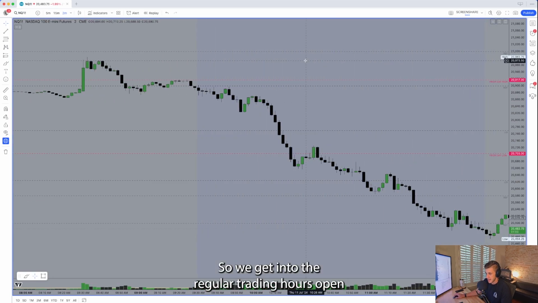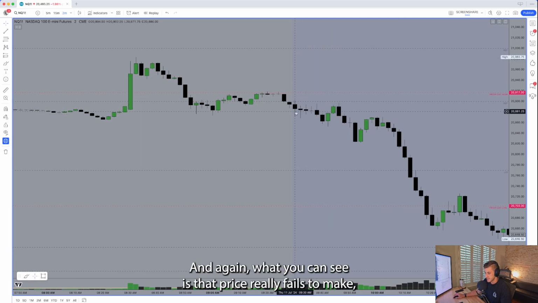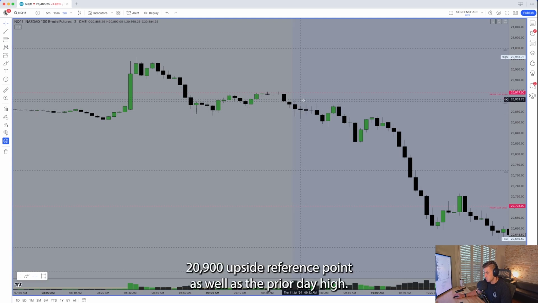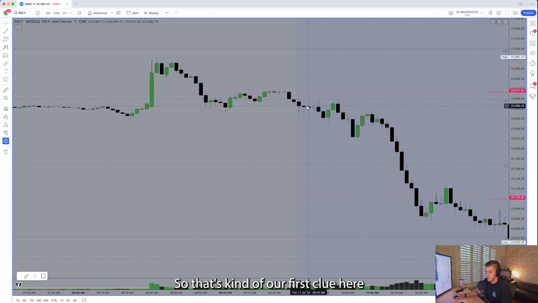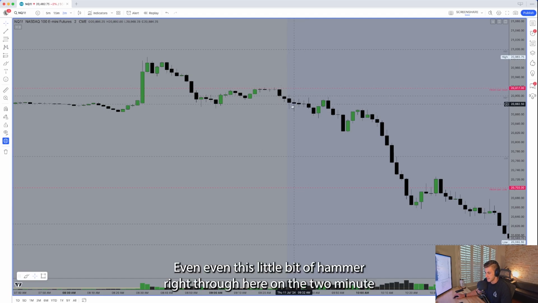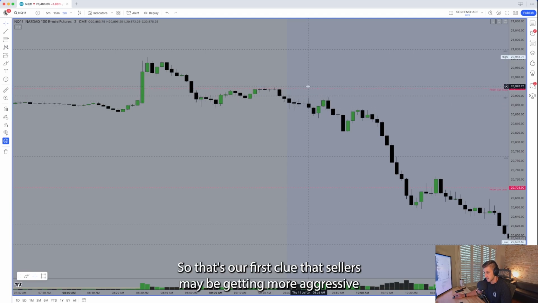So we get into the regular trading hours open right through here, and what you can see is that price really fails to make a continued push higher above our 20,900 upside reference point, as well as the prior day high. So that's our first clue here that buyers really are failing to push prices higher, right off the open. Even this little bit of hammer on the 2-minute chart really fails to show upside follow through. So that's our first clue that sellers may be getting more aggressive with this particular move.